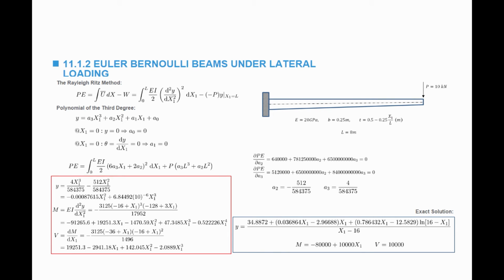This would give us this equation for y. The moment is equal to EI, the second derivative of y, so I end up with this equation. The shear is equal to the first derivative of M with respect to x1, so I end up with this equation.